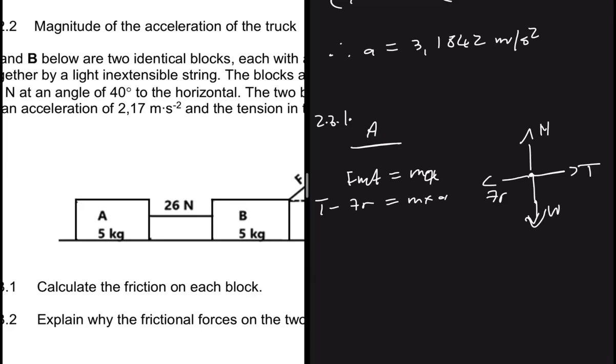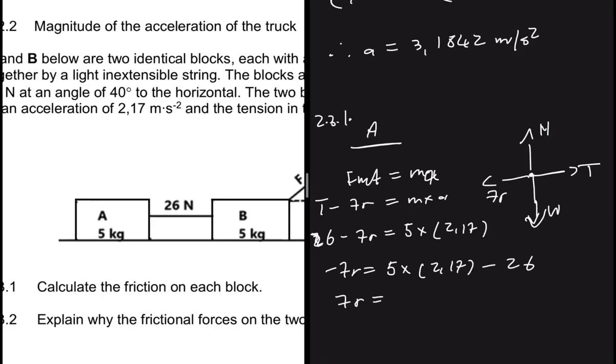So what is the tension? The tension is 26, and then minus frictional force. The mass of the object is 5 kgs, and the acceleration is said to be 2.17. So minus frictional force is equal to 5 multiplied by 2.17 minus 26. So the frictional force acting on object A will be equal to 15.15 newtons. Right, that is the frictional force acting on block A.